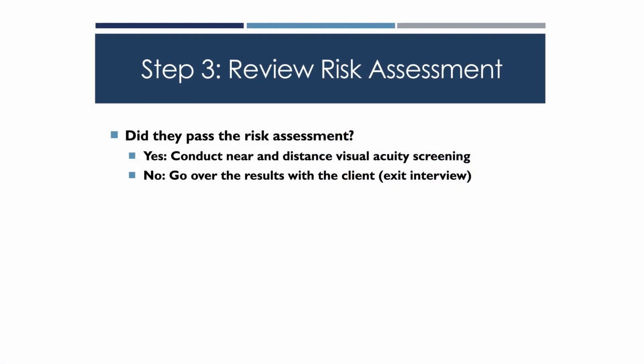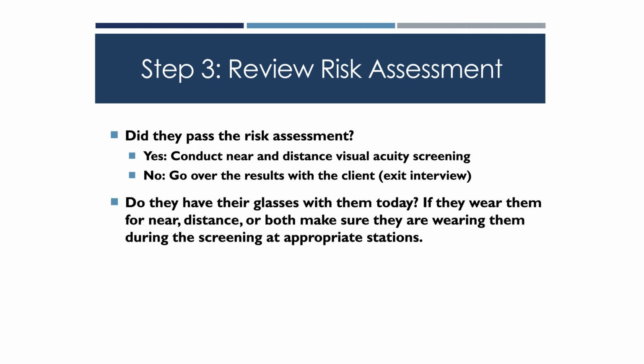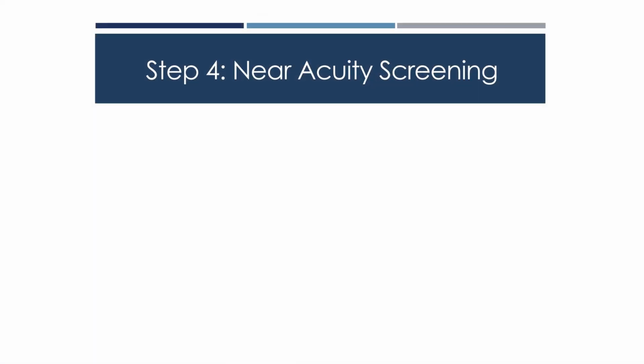However, if they don't pass and you do want to test their near and distance acuity, you can move forward after you review the risk assessment. Once you reviewed the risk assessment, you can decide on whether you want to take your client through the near and distance acuity section of the screening. If you do choose to screen near and distance acuity, make sure you ask your client if they wear prescription lenses. This can be bifocals, progressive lenses, or reading glasses. We just want to make sure that they're wearing them for the appropriate vision screening stations to make sure that strength is correct. So first we're going to go into how do we vision screen adults near acuity.